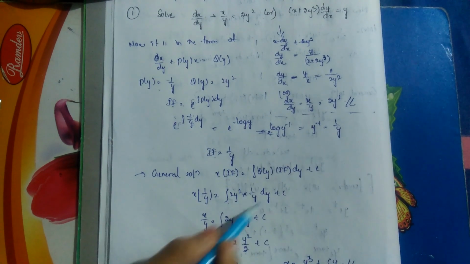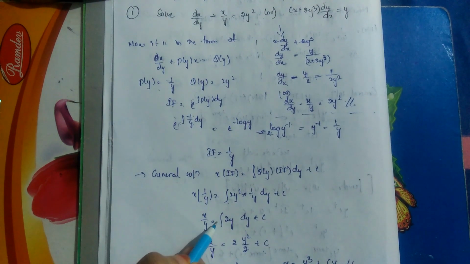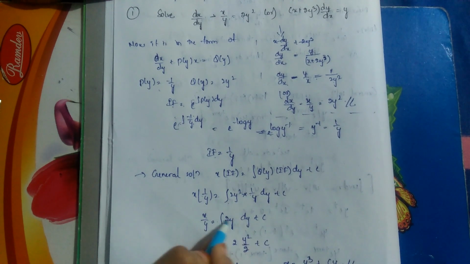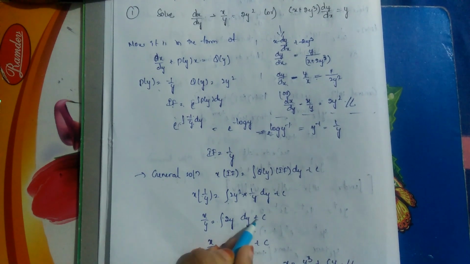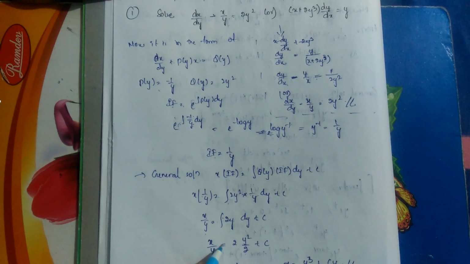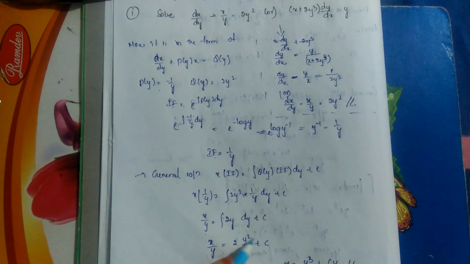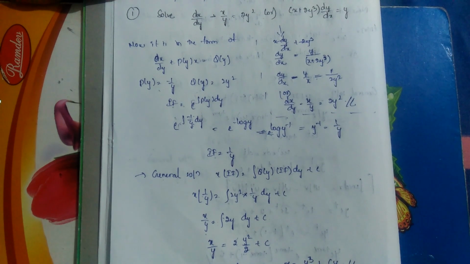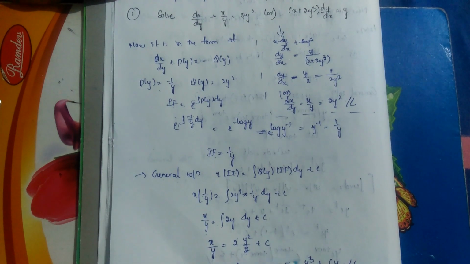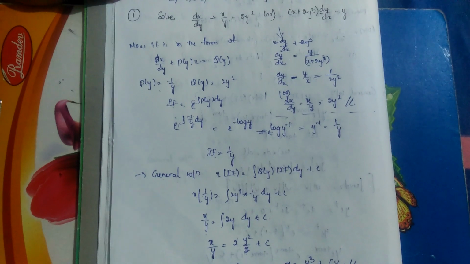dy plus c. So x by y is equal to, y cancels, then integration of 2y dy plus c. So x by y is equal to 2 into the integration of y, which is y square by 2, plus c. Here the 2 cancels, and you get x by y is equal to y square plus c. You can leave it like this, or multiply the y to the right hand side. Then it becomes x is equal to y cube plus c into y.